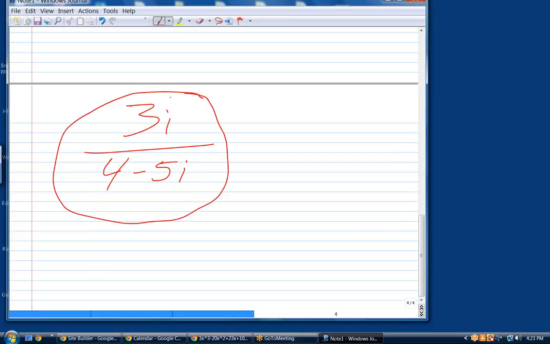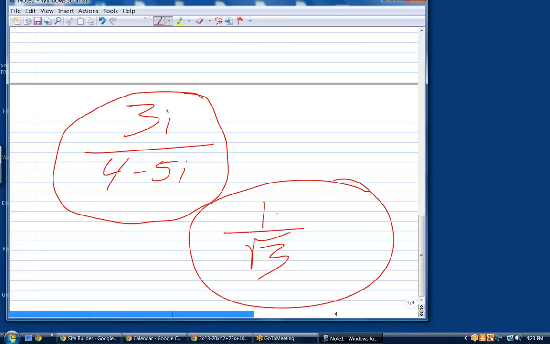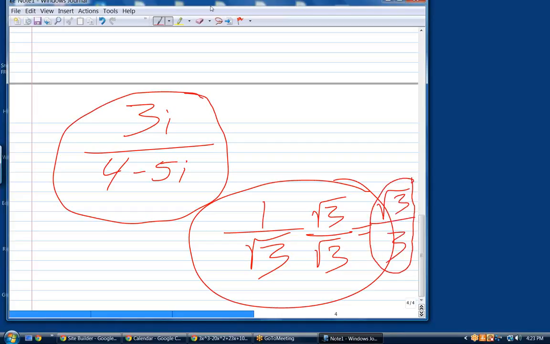It is a problem where you have to make the denominator real, in the same way that if I gave you 1 over root 3 and said simplify that, you're never going to give that as an answer because it has an irrational number in the denominator. So we would rationalize it by multiplying by root 3 over root 3. We can always multiply a fraction by the number 1 without changing it, and that becomes root 3 over 3.